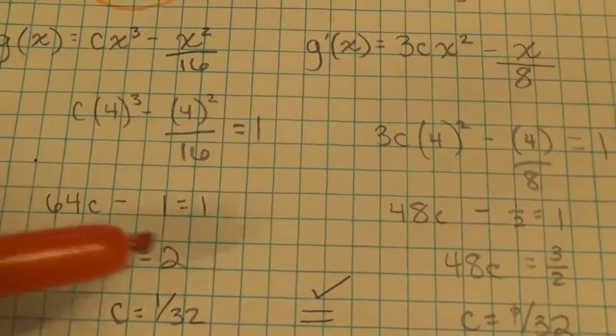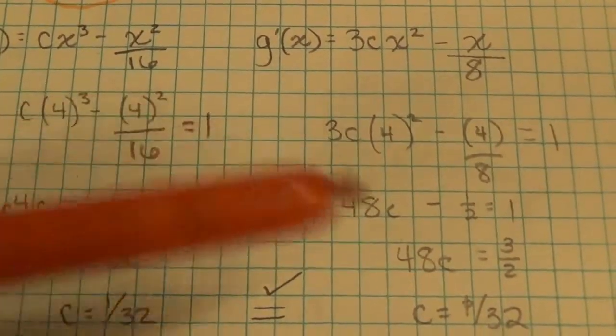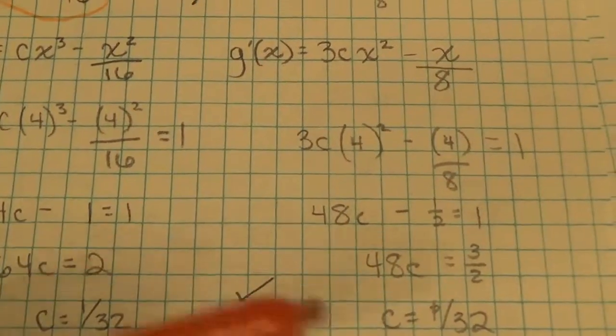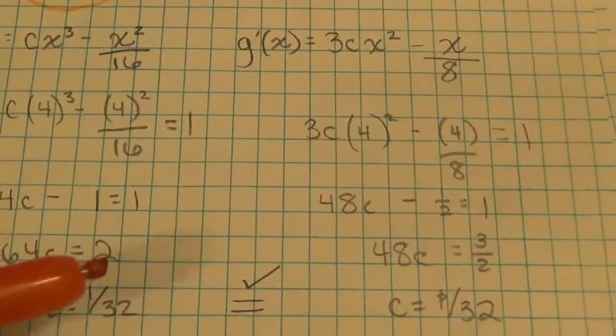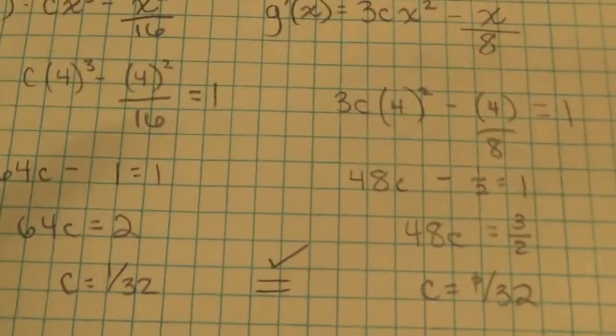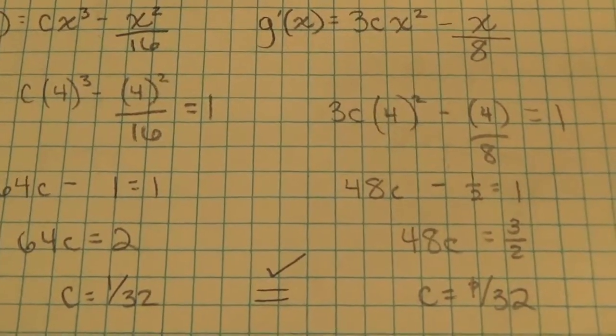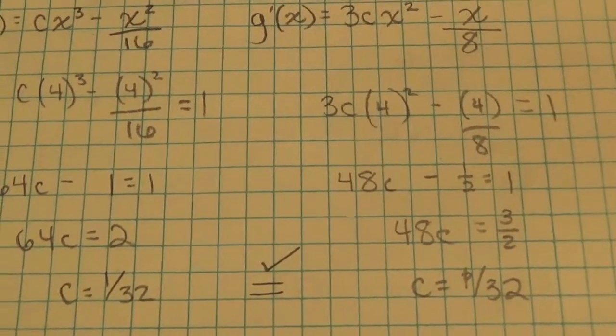I carefully solved the equation. This is all Algebra 1 and Algebra 2 material. And I got the exact same answer for both. I got that c equals 1/32. So I have found the value for c so that g of x meets requirement 2. I'm ready to move on to part 3.